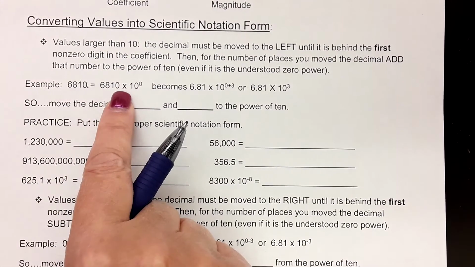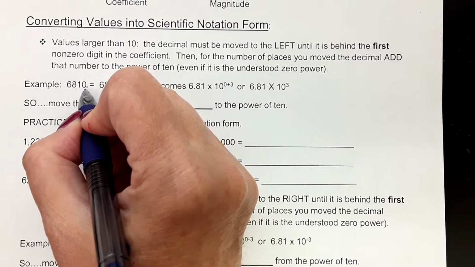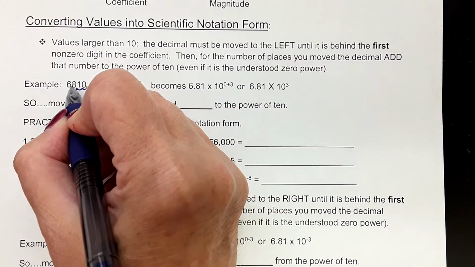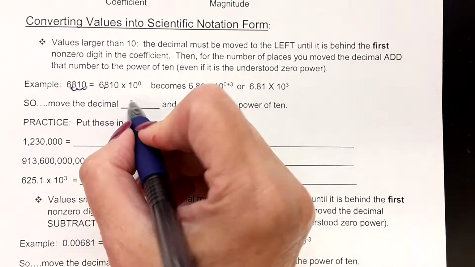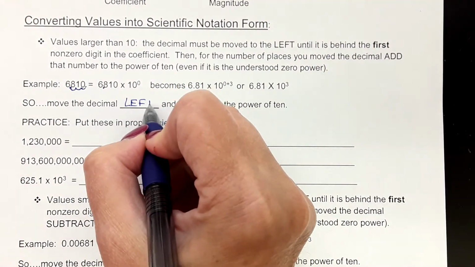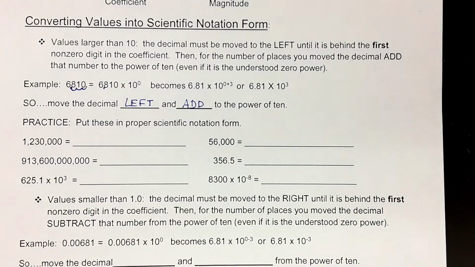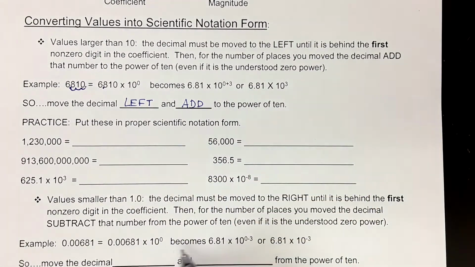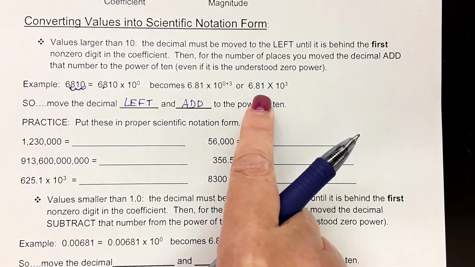Now, in order to convert this into proper scientific notation form, we need to take the decimal and move it until it's behind the 6. So we need to move it 1, 2, 3 places to the left. If you're going to move the decimal 3 places to the left, you're going to add the number 3 to the existing power of 10, which in this case happens to be the understood 0. So you'll get 0 plus 3, or 10 cubed. So the value 6,810 is therefore 6.81 times 10 cubed.